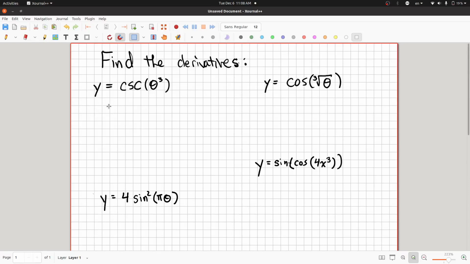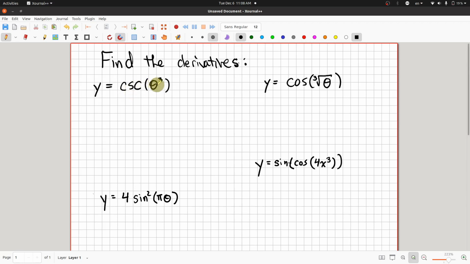Let's take a look at a couple of trigonometric functions where we need to use the chain rule to find the derivative. So we'll take a look at 4 examples in this video. Here I have y equals cosecant of theta cubed. The first thing to note is if you're used to working with x, well, theta is the new x. We can have functions of angle, polar functions, and it doesn't change anything, we just have a different letter.